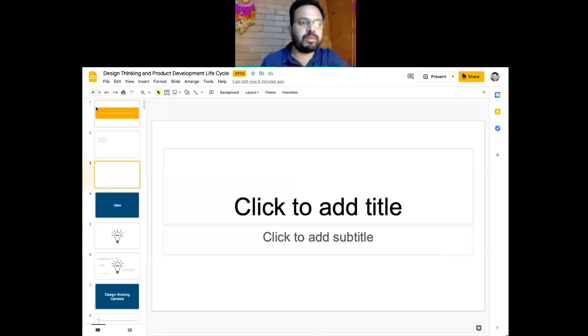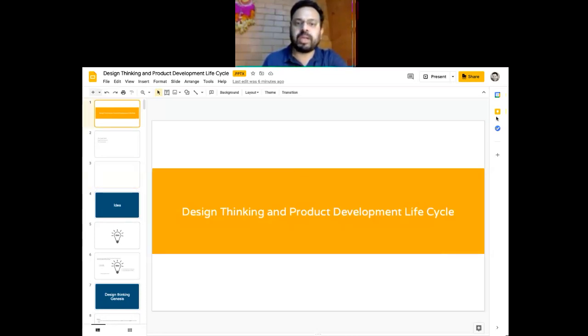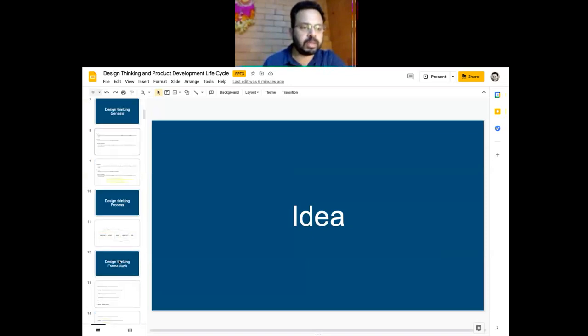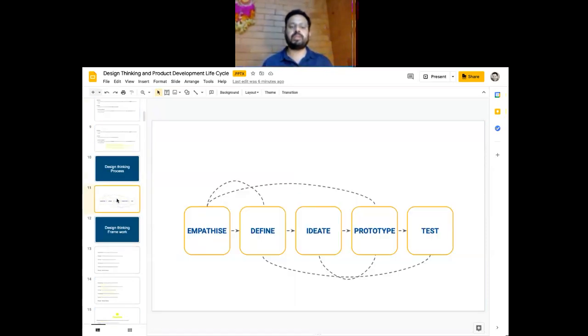But essentially, what we discussed is a very logical set of points. So we said if you have an idea, how do we go about the design thinking process? So this is what we discussed. In this process of design thinking, we did empathy, define, then we ideated.